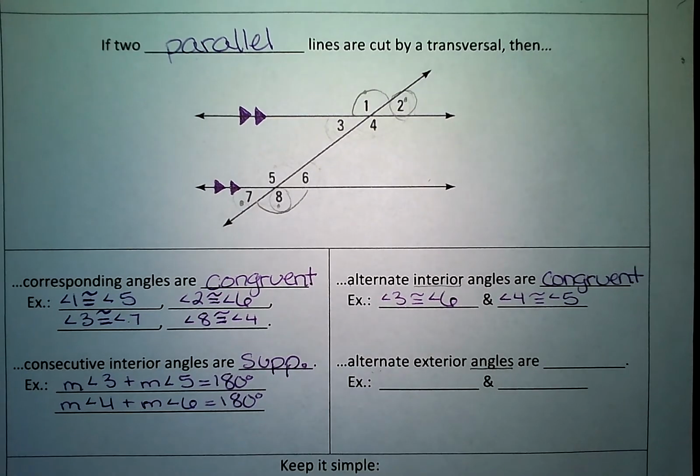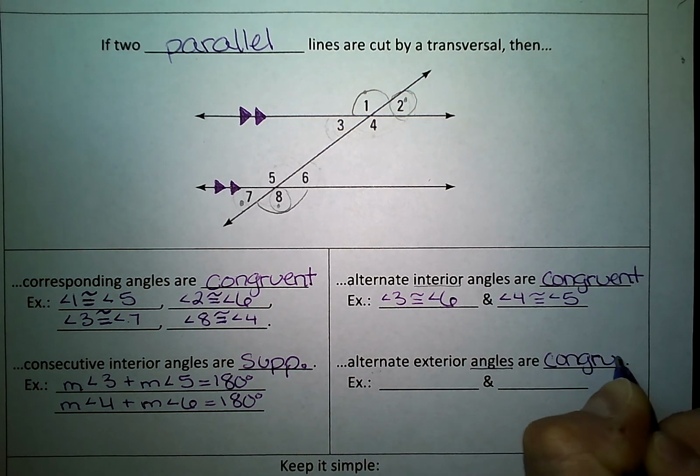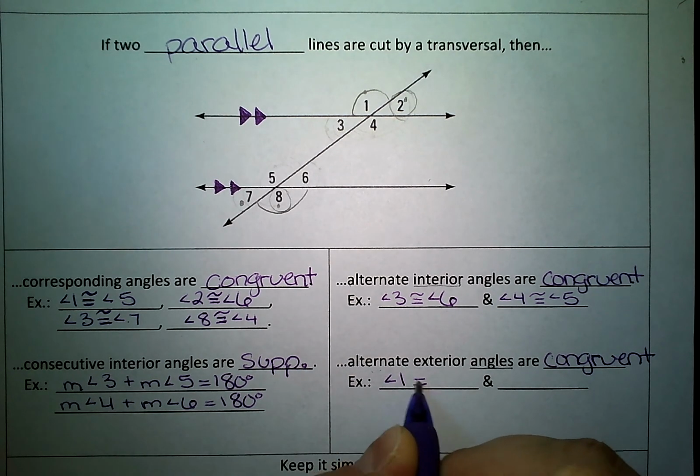Angle 1 and angle 8 are both obtuse angles. They're on the outside of the parallel lines. They're on alternating sides. And they are congruent to each other. Another congruent pair. Angle 1 is congruent to angle 8.